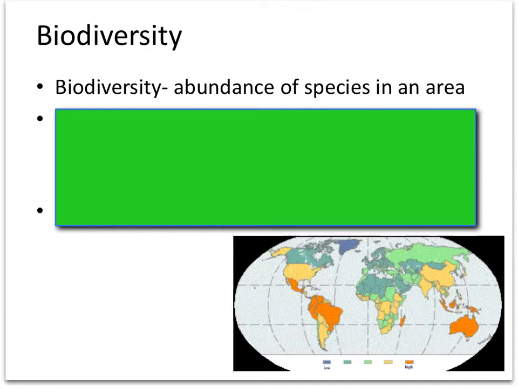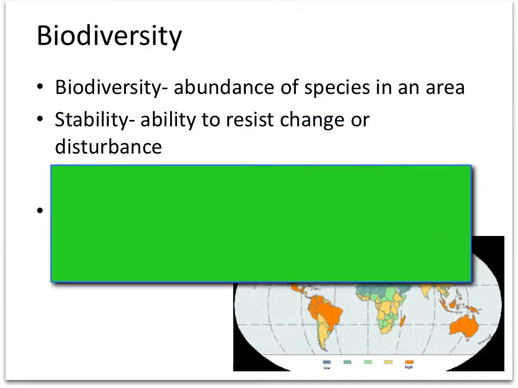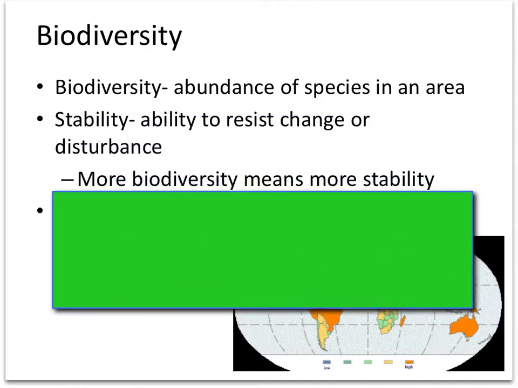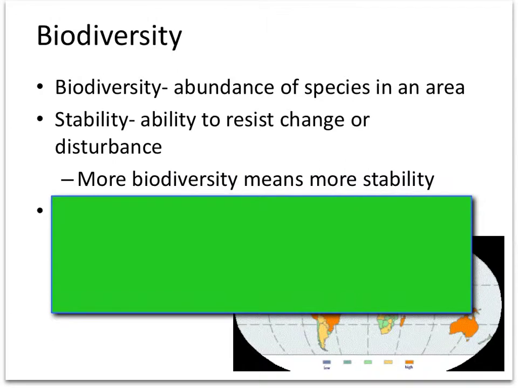Okay, finally, this brings us to biodiversity. So bio meaning life, diversity means difference. So there's the difference in life, or the abundance of species in an area, many different numbers of species. All right, and this offers stability. Right? Stability is your ability to resist change or a disturbance. So if you have more biodiversity, it means you have more stability.